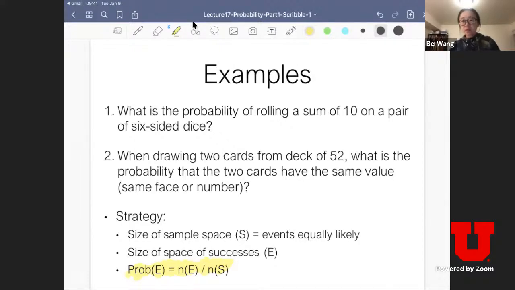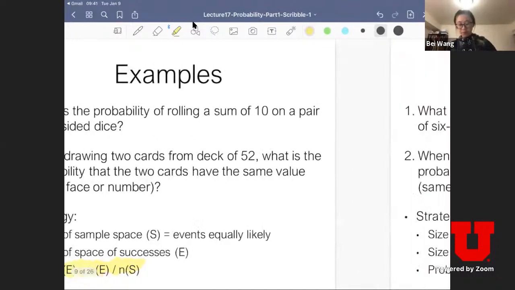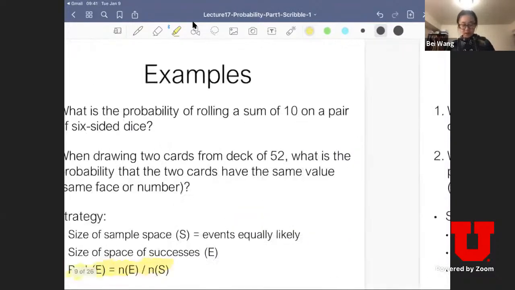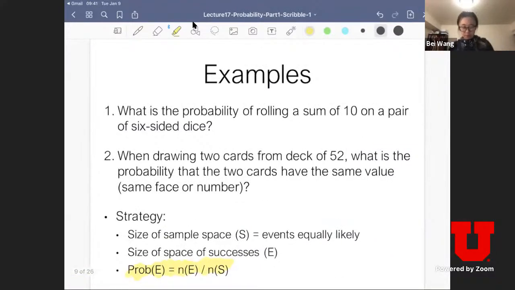Okay, so this is a good time for you to pause the video and try to solve this problem on your own. And then we're going to do that after you resume the video.